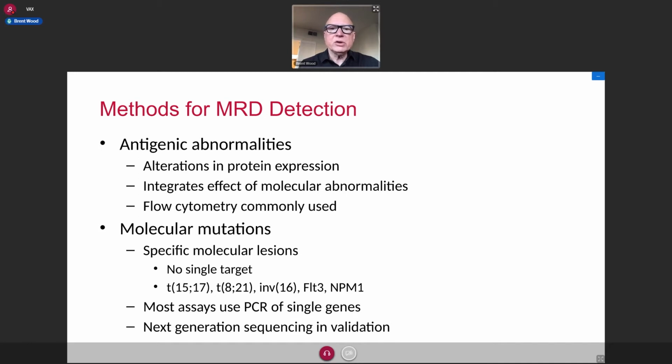However, with the advent of next-generation sequencing or high-throughput sequencing technology that's capable of high-level multiplexed evaluation of genetic loci, we're able to design multiplexed assays that are capable of looking at multiple different targets at the same time. And those types of assays are now in validation for use as MRD measurements in AML. Next slide.